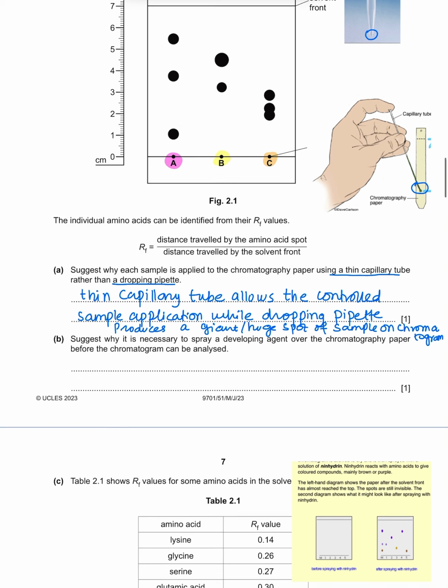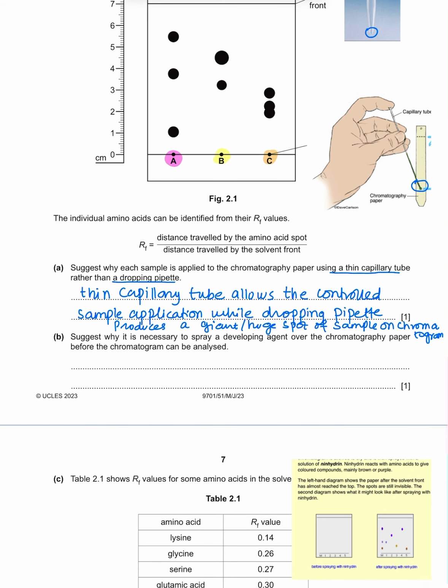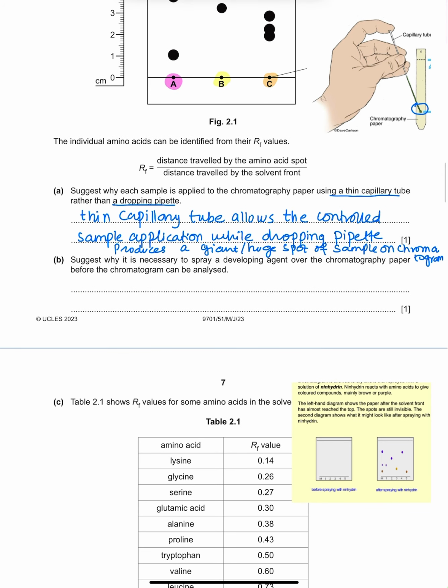Then we have another part which says, suggest why it is necessary to spray a developing agent over the chromatography paper before the chromatogram can be analyzed. It's a very important question, and you need to understand that whenever we separate the amino acids, so if you have a sample of proteins or a polypeptide, or for example a tripeptide, whatever it is, upon hydrolysis they are always going to be converted into amino acids.